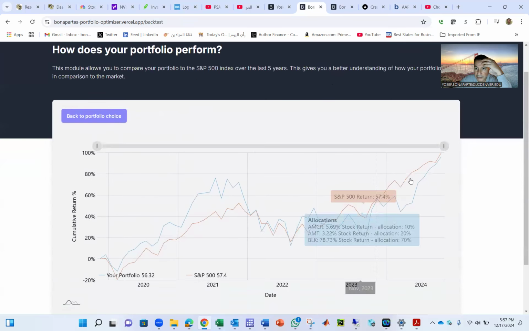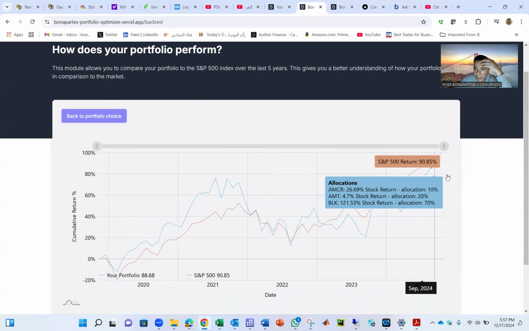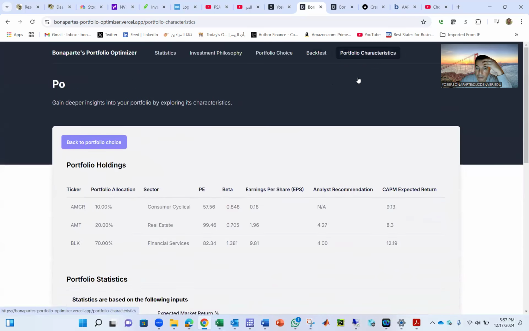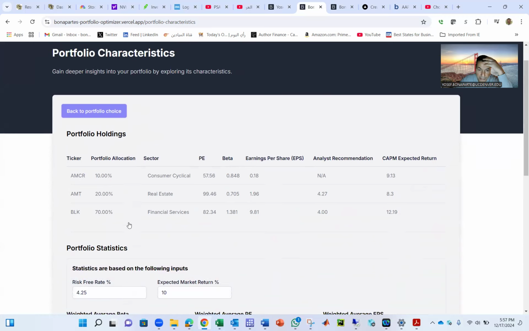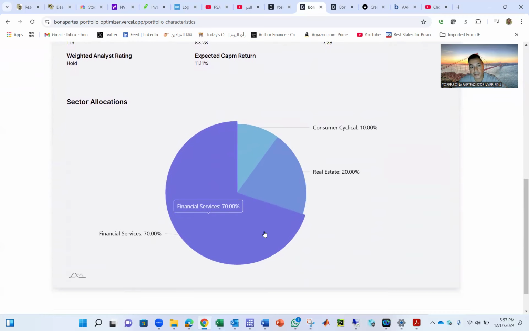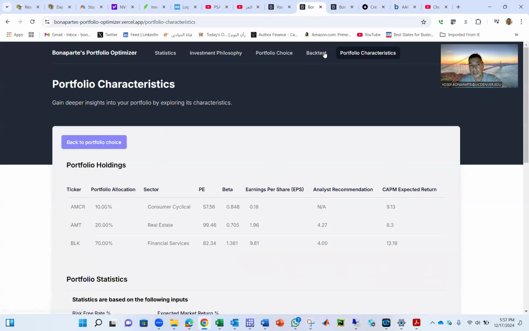And then you go to backtest. Here's what you have. You beat the S&P, but then you're mimicking the S&P, and then look at the characteristics of your portfolio. Here's the characteristics. That's all I'm asking you to do. Look at the sectors here. It's a very nice portfolio optimizer.